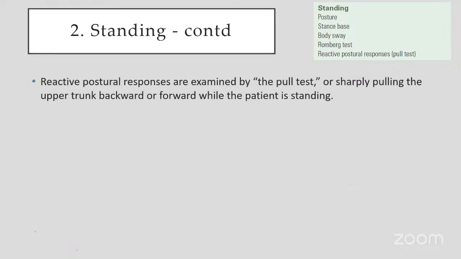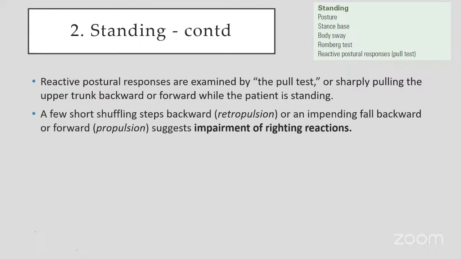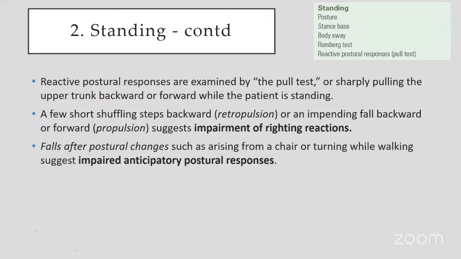So finally, Romberg's test followed by pull test. The pull test is sharply pulling the upper trunk backward or forward while the patient is standing. A few short shuffling steps backward is retropulsion, or the patient may have impending fall backward or forward. Backward steps are retropulsion and forward steps are propulsion. This suggests impairment in the righting reactions. Fall after postural changes such as rising up from a chair or turning while walking suggest impaired anticipatory postural responses.